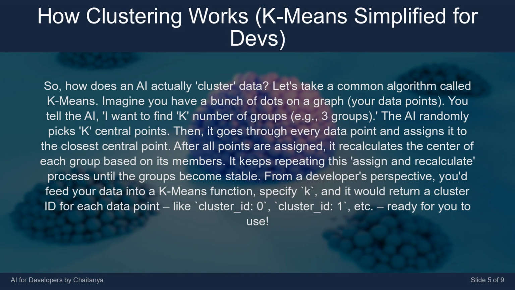So, how does an AI actually cluster data? Let's take a common algorithm called k-means. Imagine you have a bunch of dots on a graph. Your data points. You tell the AI, I want to find k number of groups, e.g., 3 groups. The AI randomly picks k central points. Then, it goes through every data point and assigns it to the closest central point. After all points are assigned, it recalculates the center of each group based on its members. It keeps repeating this assign and recalculate process until the groups become stable.